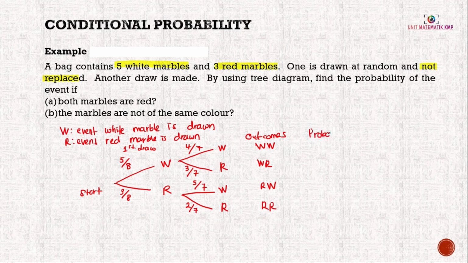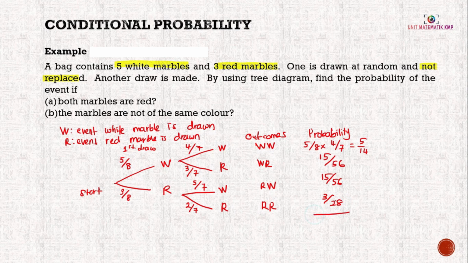And then we write the probability kat hujung ni. So probability kita akan darab along the branch, maksudnya 5/8 darab 4/7 untuk the first one. So kita akan dapat 5/14. Dan ulang step yang sama, darab along the branch. Untuk second one kita akan darab 5/8 dan juga 3/7. So dapat 15/56 dan seterusnya.